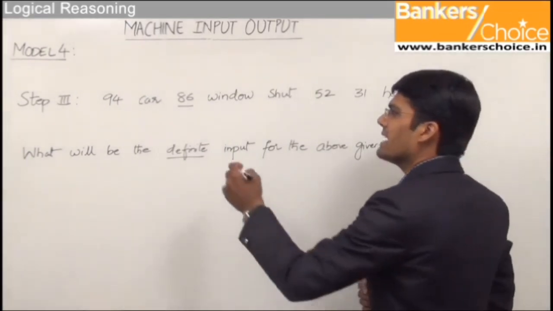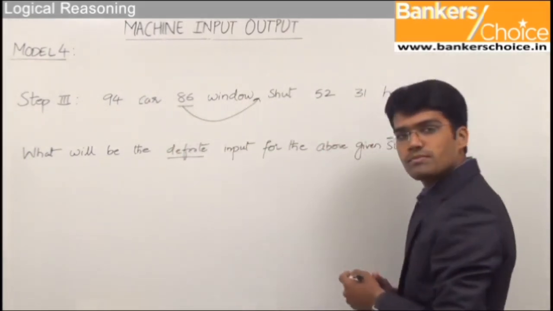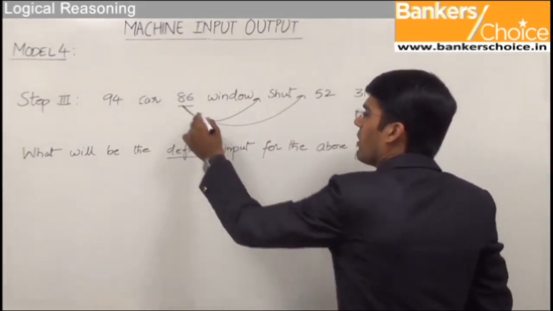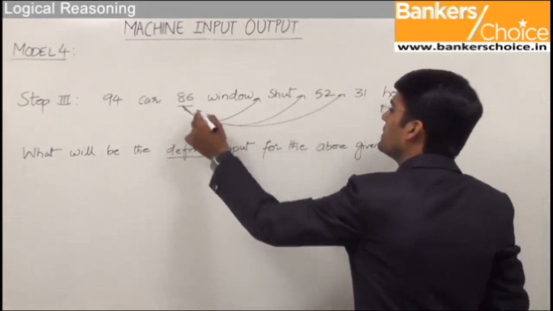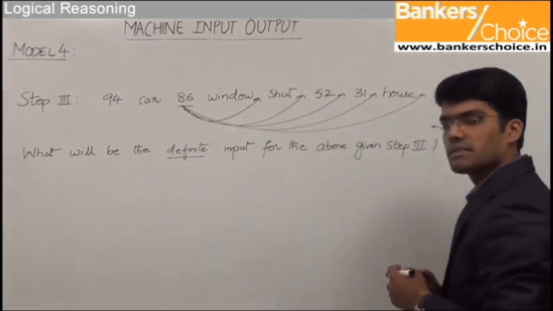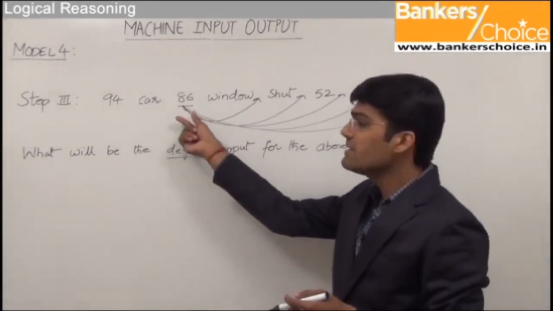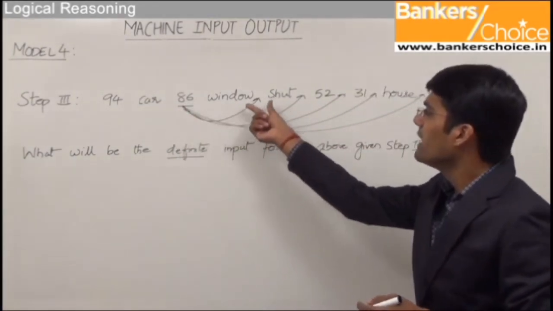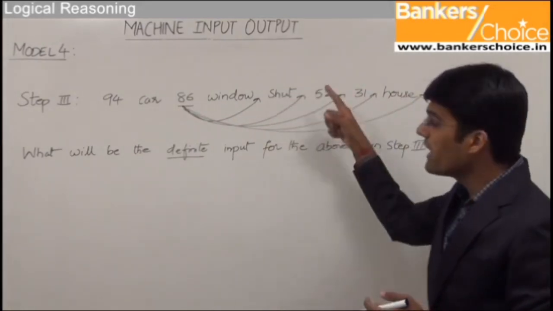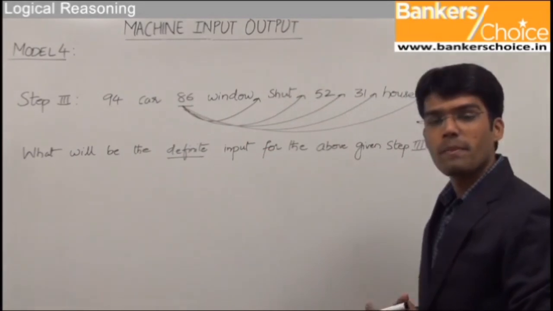So I can say that 86 might be after a window, or it might have been brought from this position, or maybe from this position, or from this position, or from this position. So as you can see, there are various cases possible. That means 86 could have been in any of these 5 positions in the previous step, from where it was brought to this 3rd position in step 3.